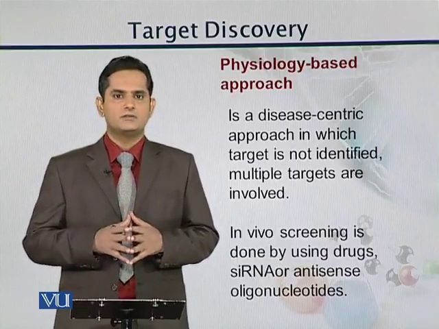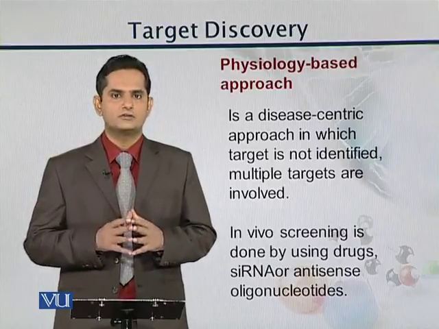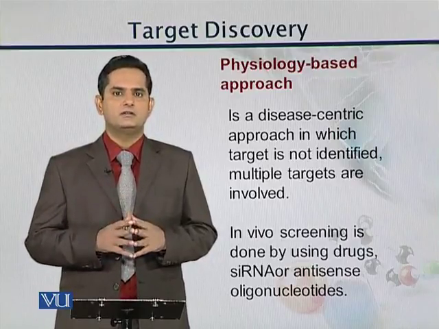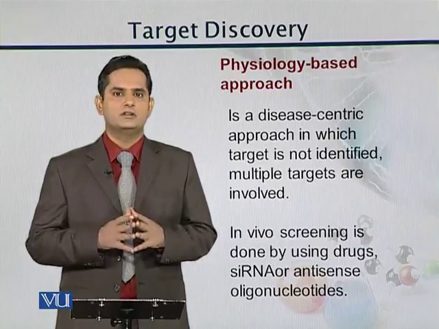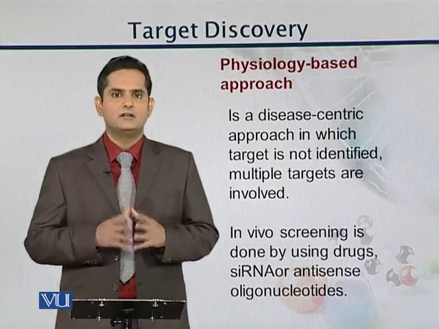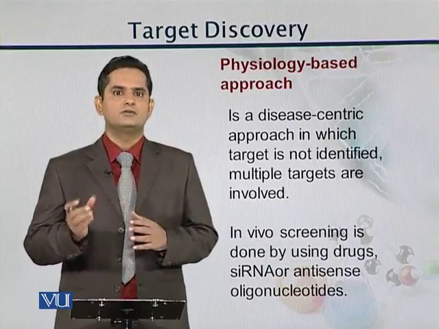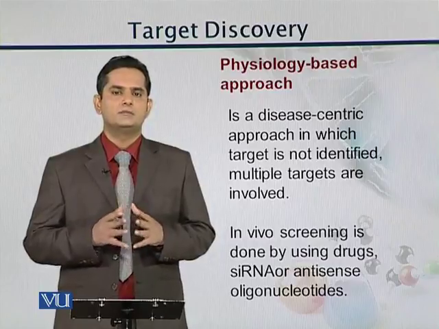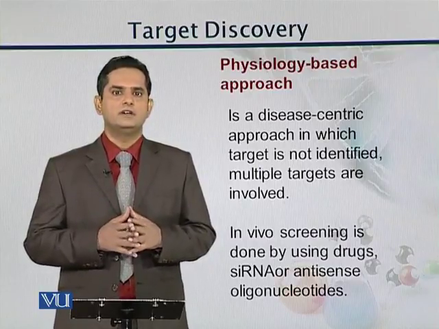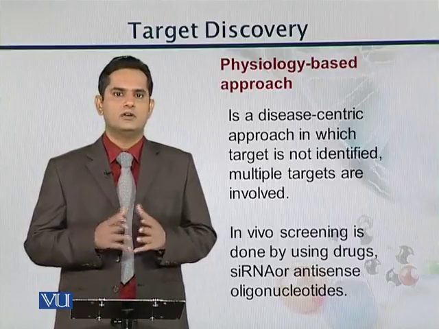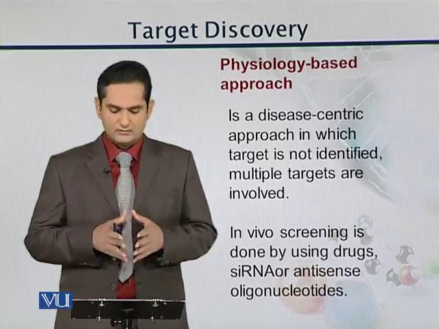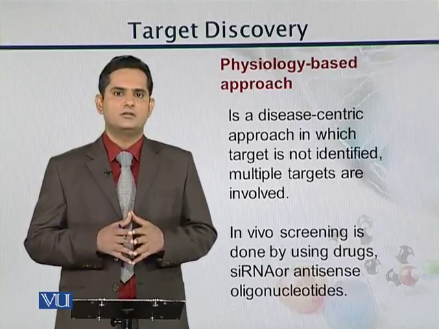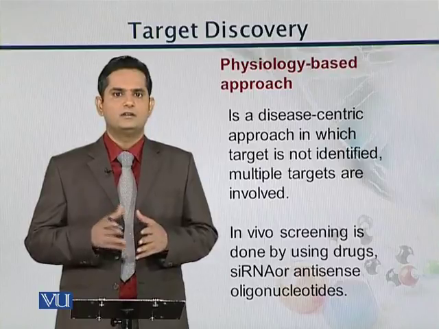So what happens in physiology based approaches? Number one, they are focused on disease centric approaches. Then there are multiple targets available. There is not a single target which they are trying to capture. Third, testing of these targets is done by in vivo screening, which means within a living organism. For example, if a drug is being made for a human, it will be tested first on some other animal, such as a mouse. They are also tested using different products such as small interfering RNA or antisense oligonucleotide compounds.